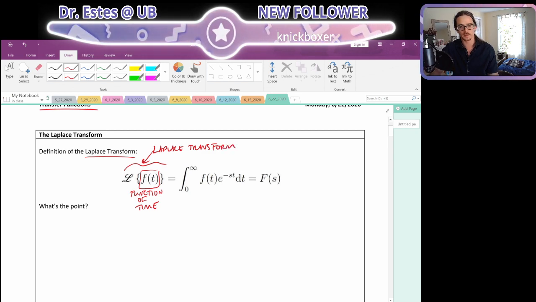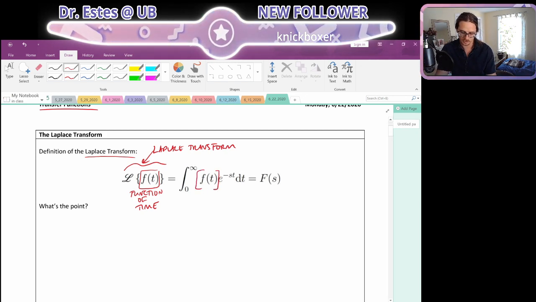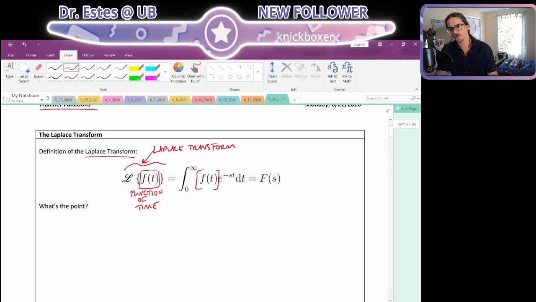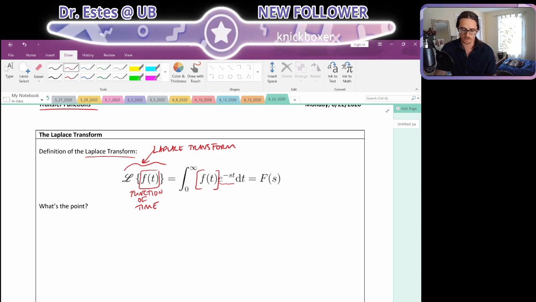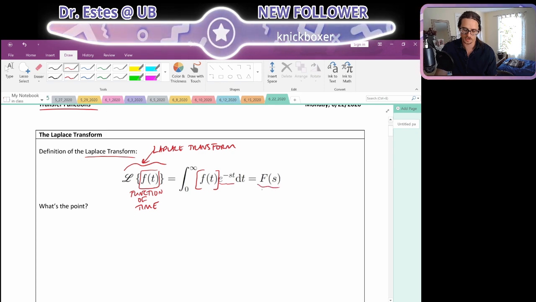So you take the Laplace transform of a function of time. Here's the function of time in here. What the Laplace transform does is it multiplies your function by this exponential, e to the minus st, and then it integrates it from 0 to infinity in time. Now, when you do that integral, what comes out is going to be a function of s.